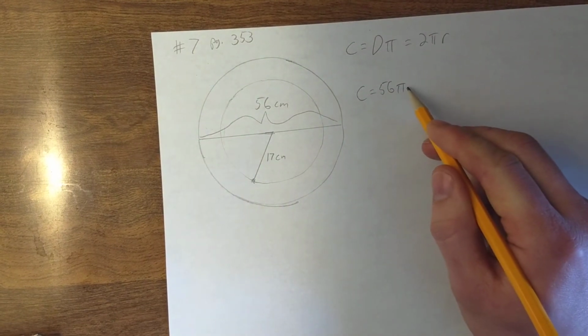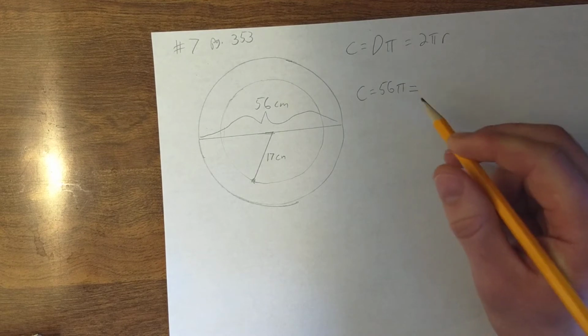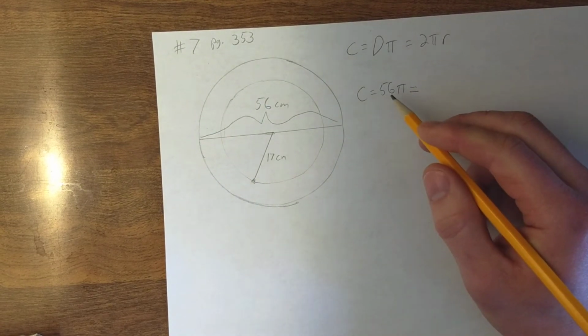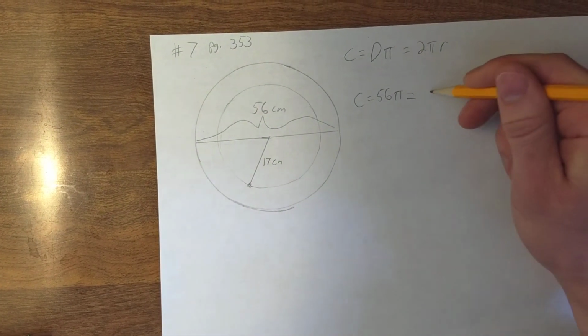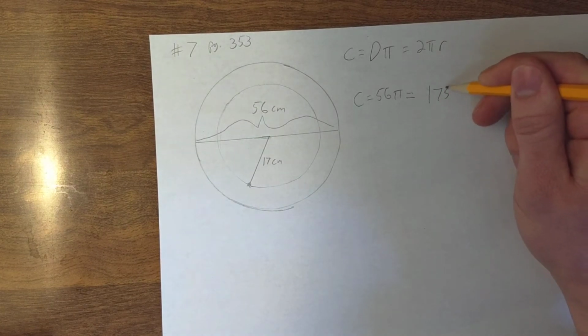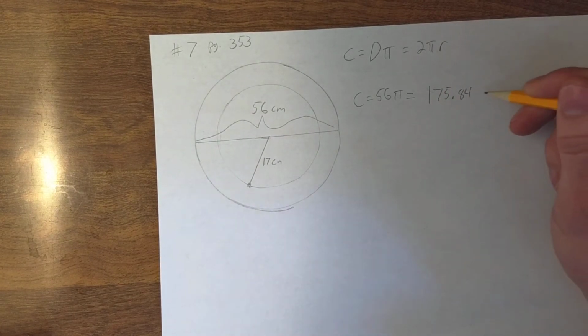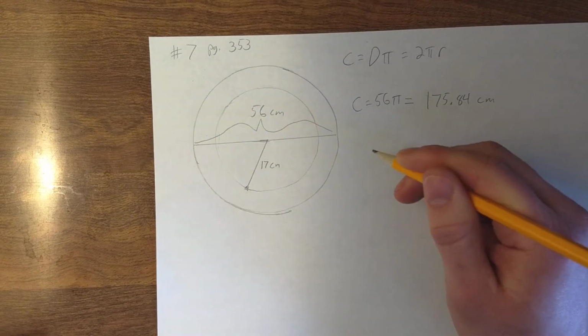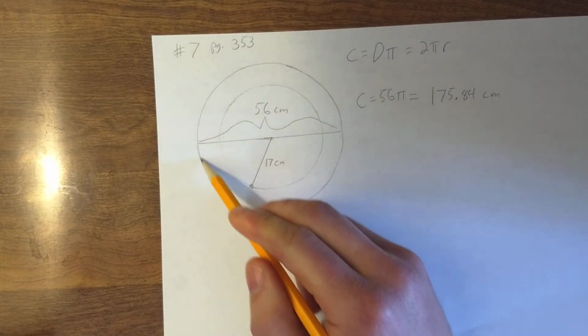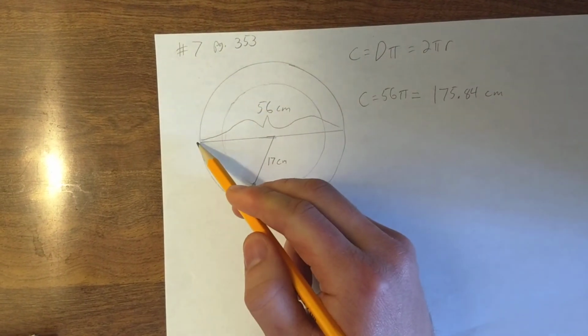It asked me to use 3.14 for pi, so I'm going to actually do that multiplication out, which means it equals 175.84, and the unit is centimeters. So that is the distance around this circle.